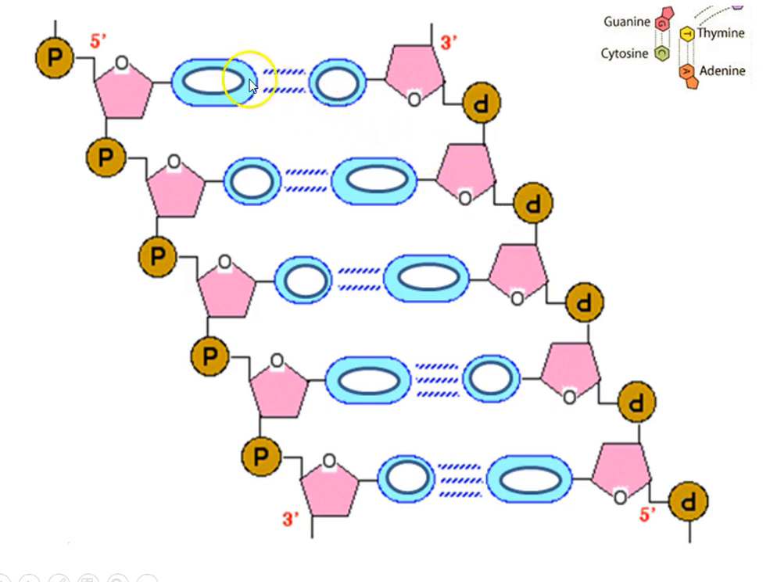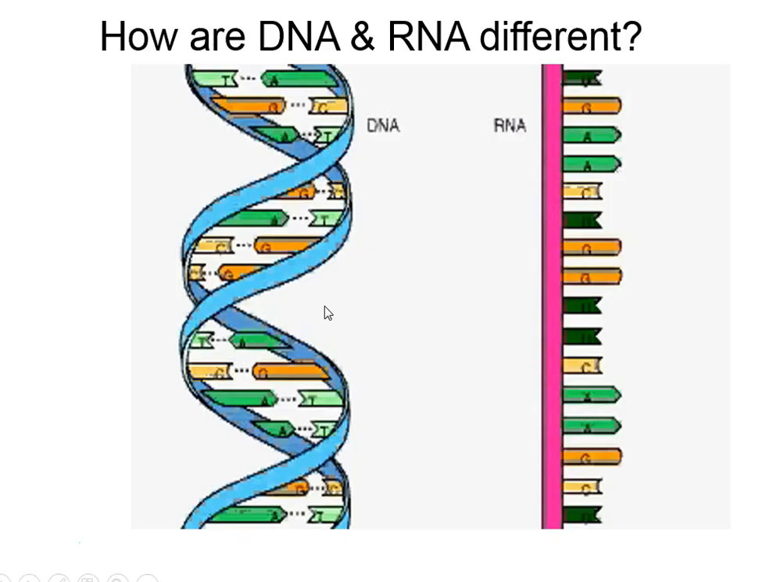So if I hooked guanine right here on this particular nitrogen base, what is this going to be over here? Cytosine. And if this is cytosine, what's going to be over here? Guanine. And if this is thymine, what's going to be over here? Adenine. And if this is adenine, what's going to be over here? Thymine. And then if this is cytosine, what's going to be over here? Guanine. So A goes with T and G goes with C.